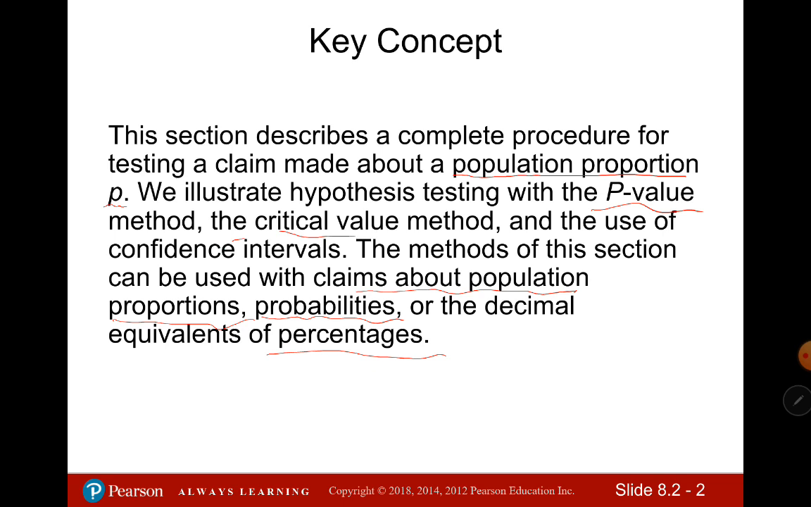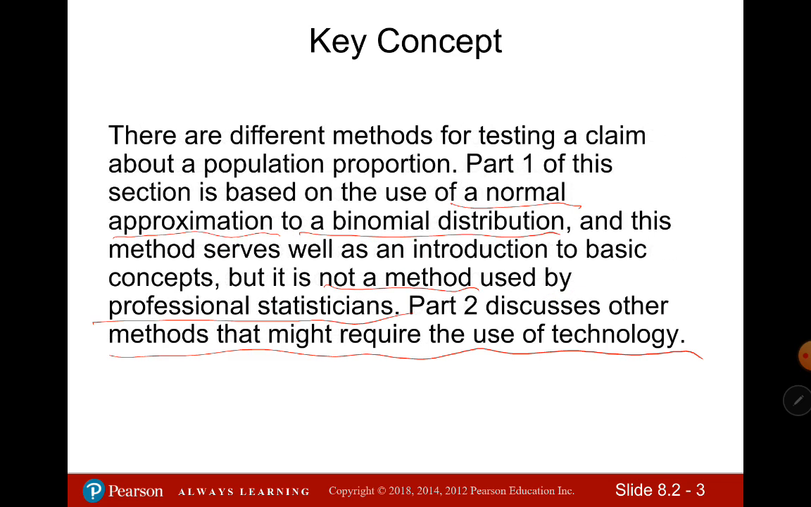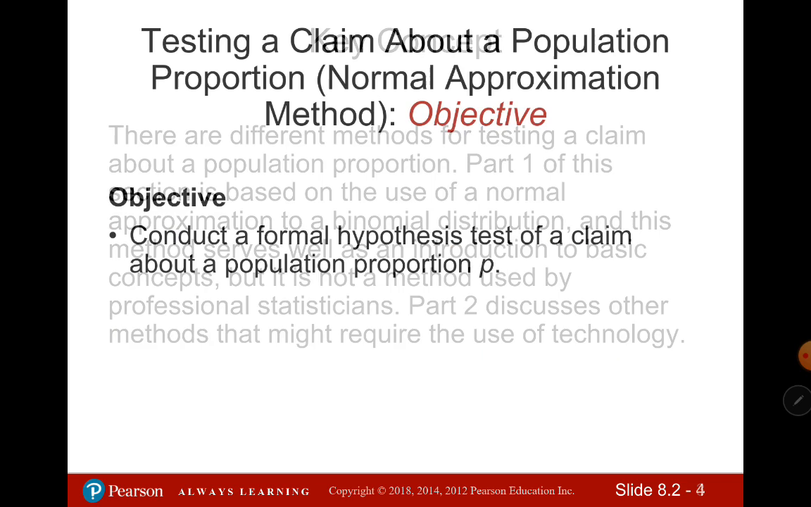And we know the claim in this test will be the proportion, or the percentage, or the relative frequency, probability, something like that. It's just the lowercase p. So we will talk about one method. Part 1, we will talk about if we use a normal approximation to a binomial distribution, then we could use this method. And another part, we will use the technology.